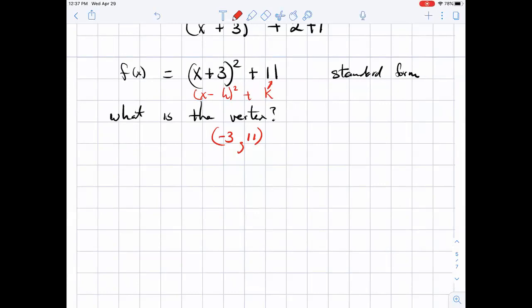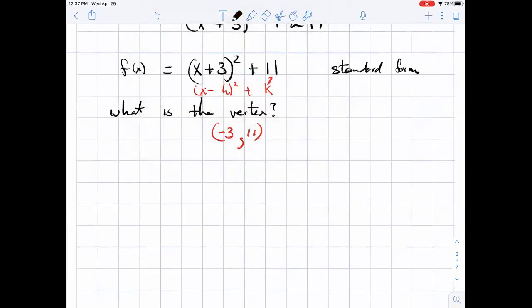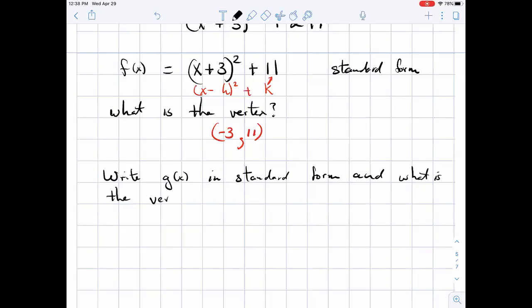So, you know, let's do one because someone asked a question, right? I don't want to leave you guys hanging. Suppose I gave you, write g of x in standard form and what is the vertex? So I'm going to give you guys 2 minutes to do this. So given g of x is equal to 2x squared plus 8x plus 7. I'm going to give you a few minutes to do it. Okay? Try it, and then I'll come back and we'll look at it and see what you guys have. Sounds good? Yeah. Okay, please try it.